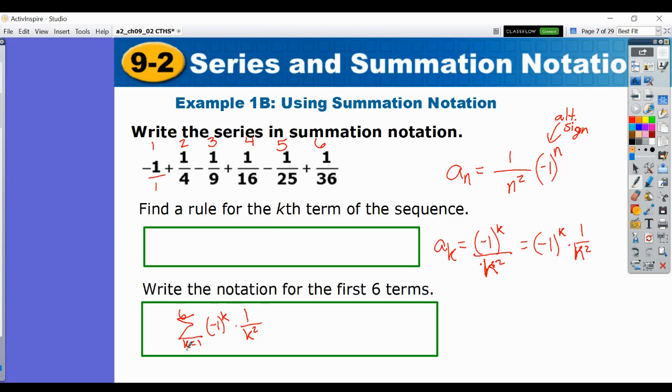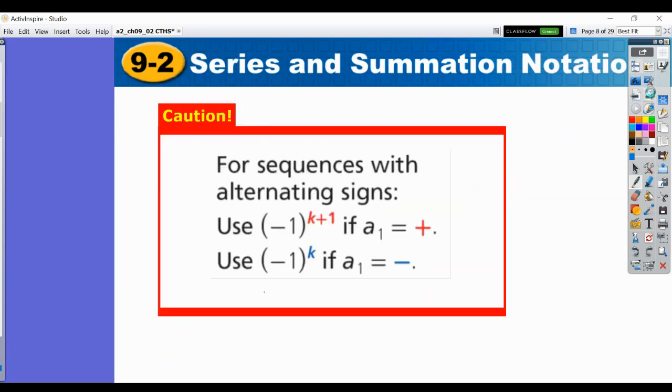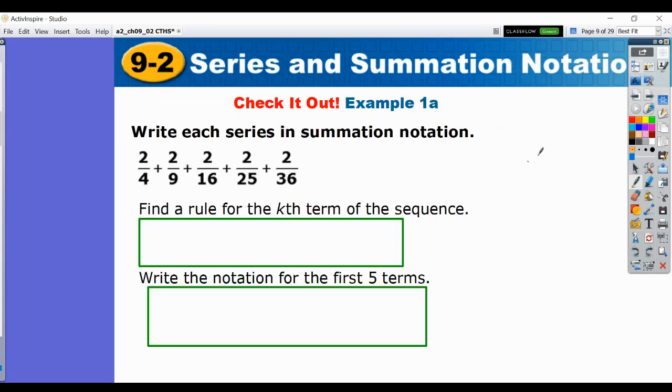So if you want to use n, you can. Just make sure it's down there as well. And that is the end of that one. Just this is a reminder. If the first term is negative, you're going to do -1 to the k. If the first term is positive, you just do -1 to the k plus 1. That way, when you plug in a 1 for the first term, you'll get an even and a positive answer.